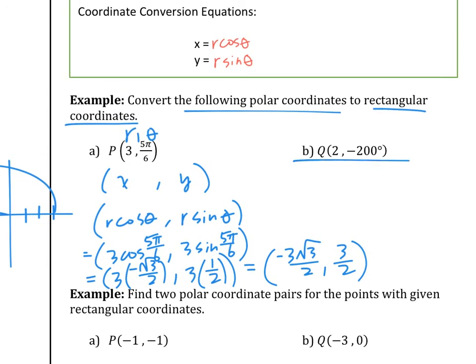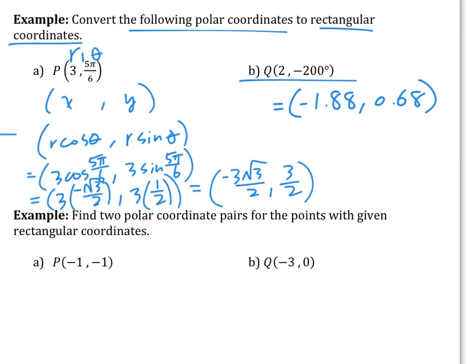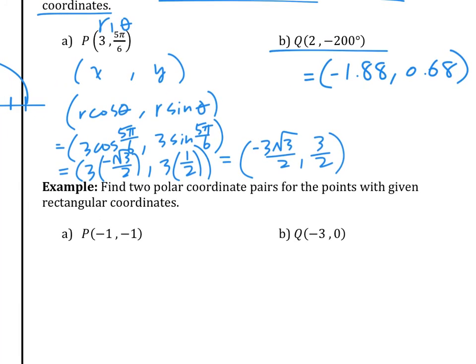Q. Change this polar coordinate into xy coordinate. Okay, this is just applying the formula. So negative 1.88, comma 0.68. All right, we're now going to go backwards.